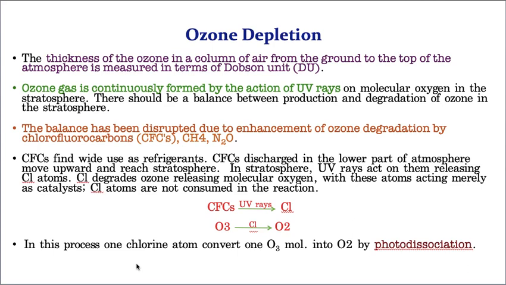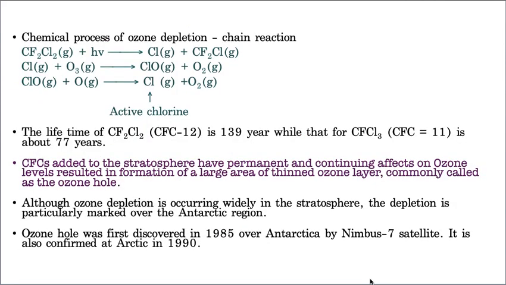Whereas this process, the process in which one chlorine atom converts one ozone molecule into an oxygen molecule, that means one chlorine atom is converting one ozone to one oxygen, this process is called photo dissociation. Hope you understood. So this process is called photo dissociation. Now, let us take some more details of it.